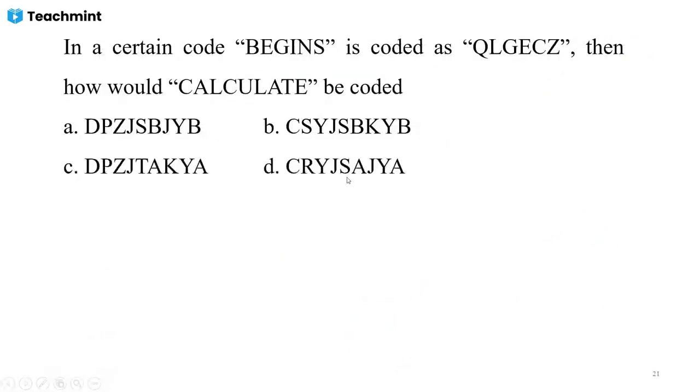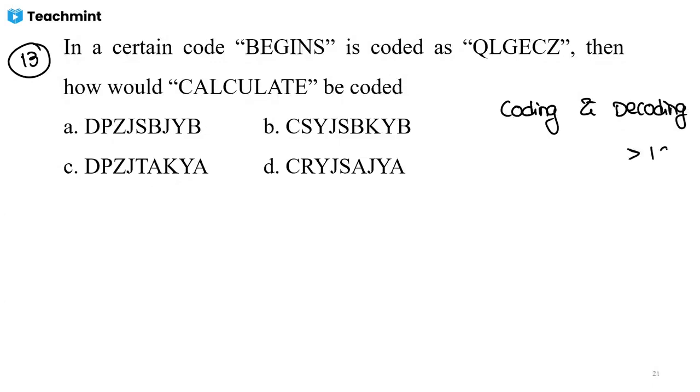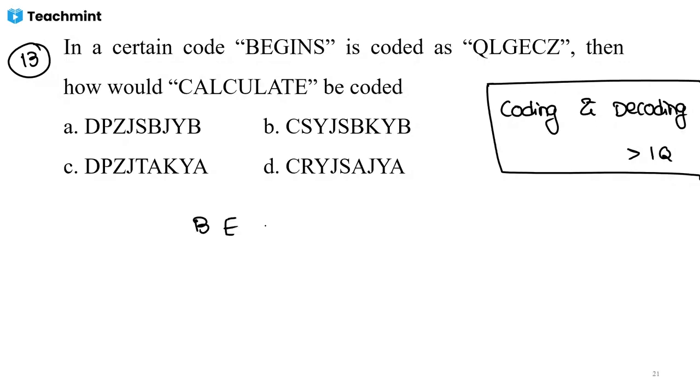Now see coding and decoding. Quant questions also will be discussed. Till now, majority of the questions are from reasoning. I too agree. Coding and decoding, minimum one question. Minimum, I am saying there is a scope. You may get two or more also.